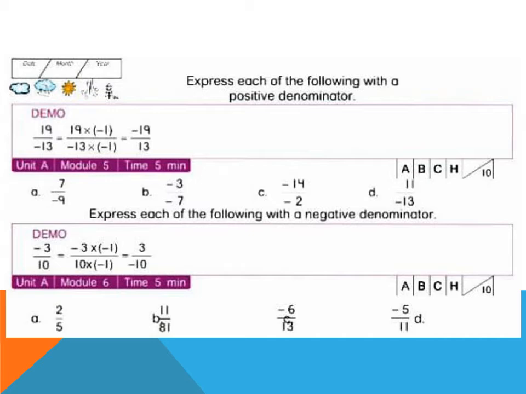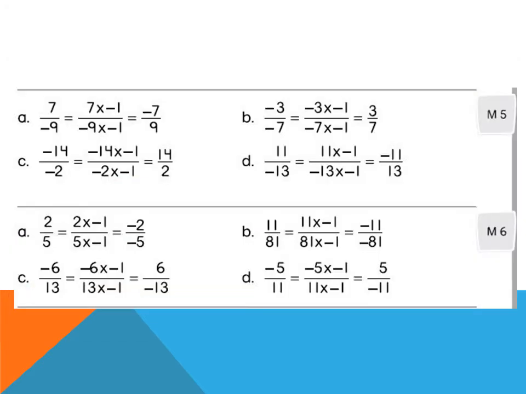All you have to do is change the sign of the denominator. To do that, you have to multiply the denominator with minus 1. Now if you are multiplying the denominator with minus 1, then you have to multiply the numerator also with minus 1. Pause the video, try it yourself. I am showing you the answers now. So these are the answers to module number 5 and 6. Pause the video, go through the answers, check if you have done everything correctly. If anything is wrong, contact me, I will help you out.